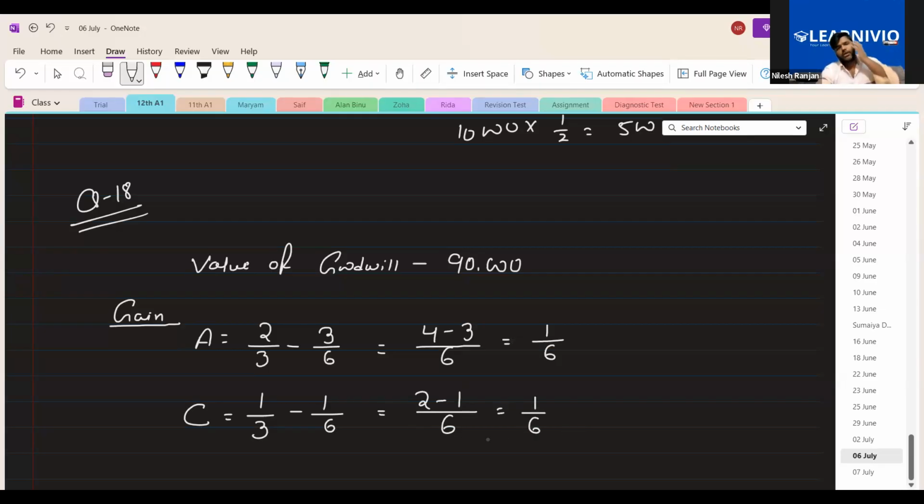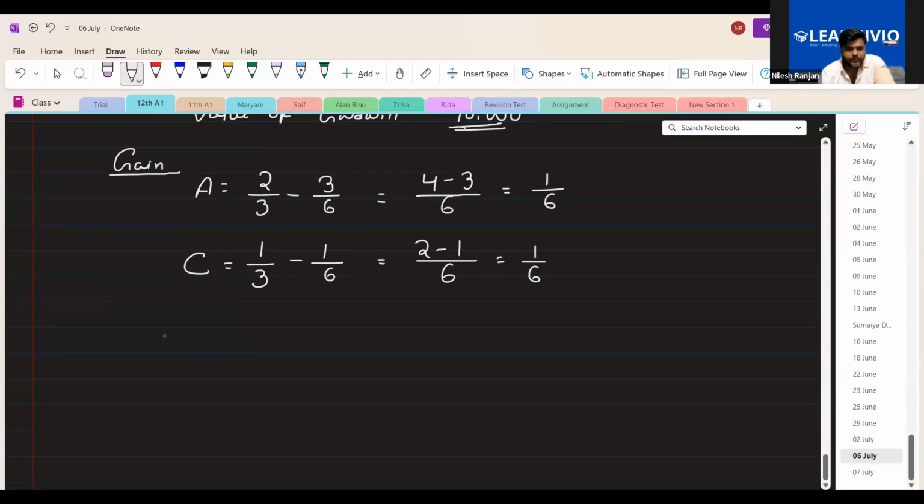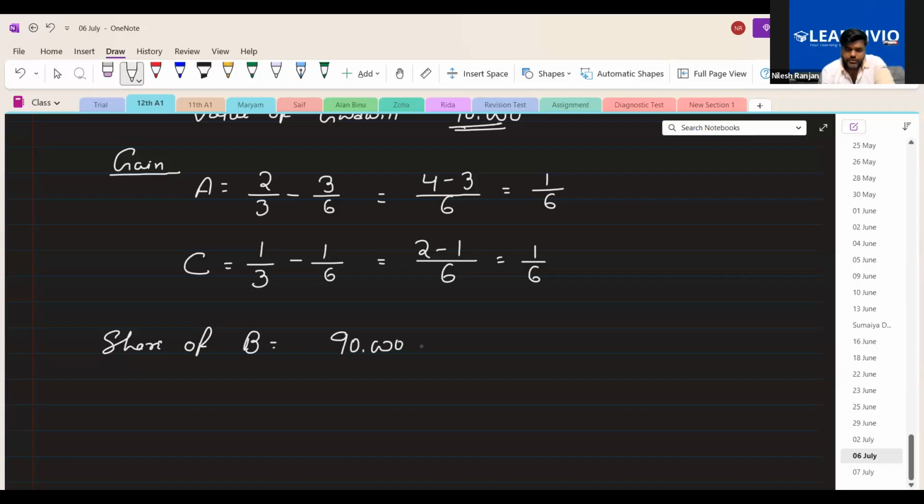So both the partners are getting an equal share, 1/6, 1/6. Now the value of goodwill is 90,000. So the share of B in 90,000, the profit share is 2/6. So 2/6 of 90,000 will be 30,000.